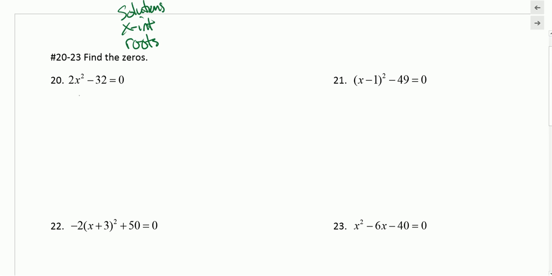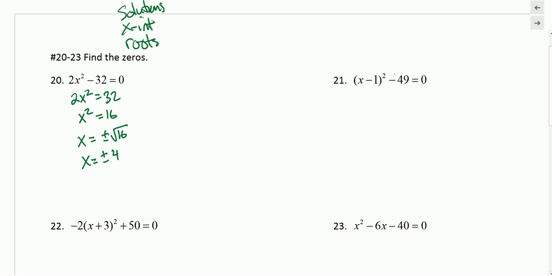the square root. I'm going to add 32 to both sides, divide by 2, and then take the square root. Remember to use plus or minus when you take the square root, and we end up with x is positive or negative 4. We could have also used solve by factoring on 20.